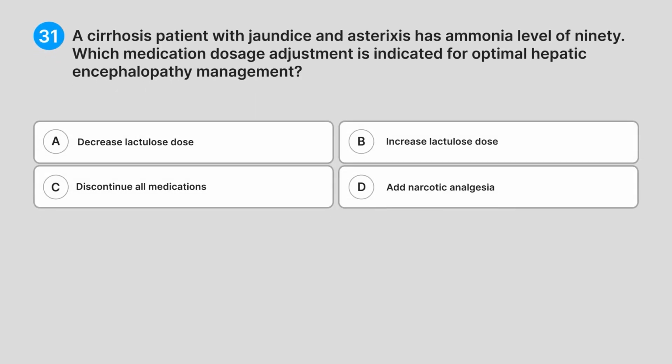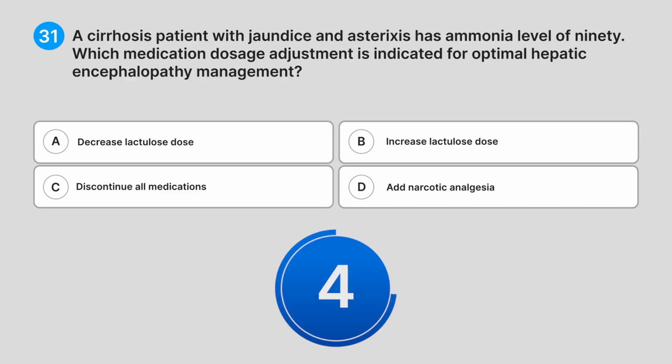31. A cirrhosis patient with jaundice and asterixis has ammonia level of 90. Which medication dosage adjustment is indicated for optimal hepatic encephalopathy management? A. Decrease lactulose dose. B. Increase lactulose dose. C. Discontinue all medications. D. Add narcotic analgesia. Can you guess the answer?